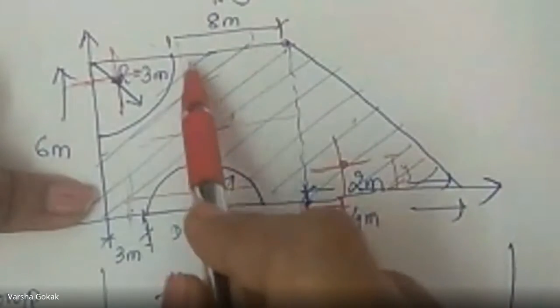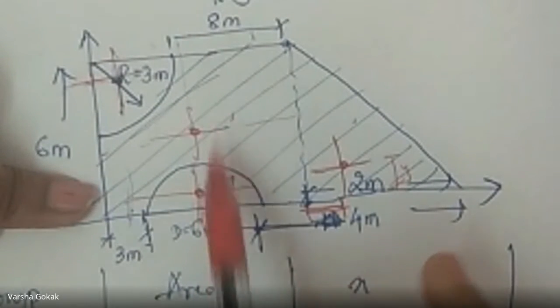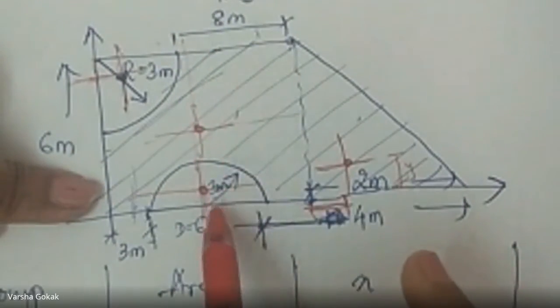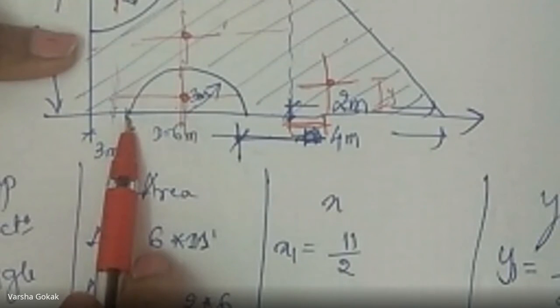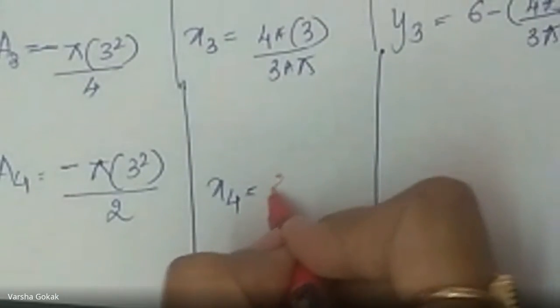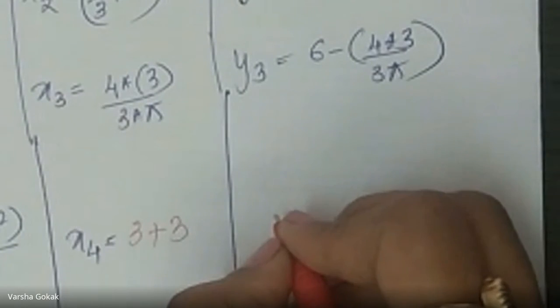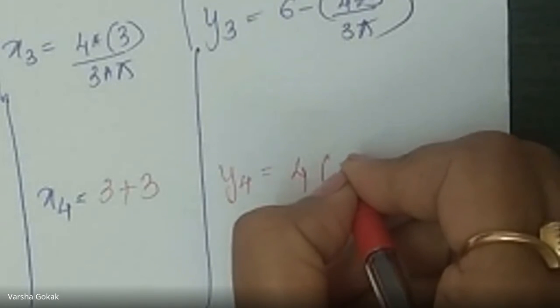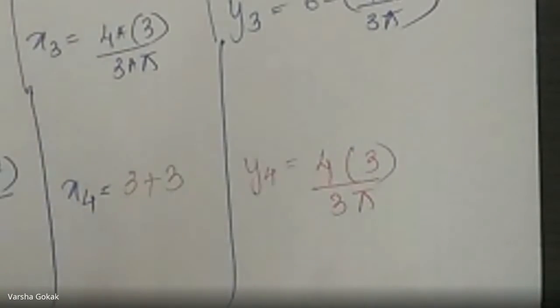No, don't look into this. My diagram has gone wrong. It's not up to the scale. So this line is looking up to here, but it's not in the same line. Look at this end. From here to here, I know it is R, that is 6 divided by 2, 3 plus 3. So x4 is going to be 3 plus 3. Okay. Y4 is this value. How much is that? 4R by 3 pi. Right? So y4 is going to be 4 into r, which is 3, by 3 pi. Correct? Now let us substitute all these values.